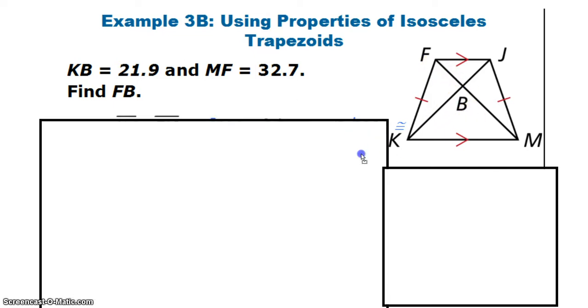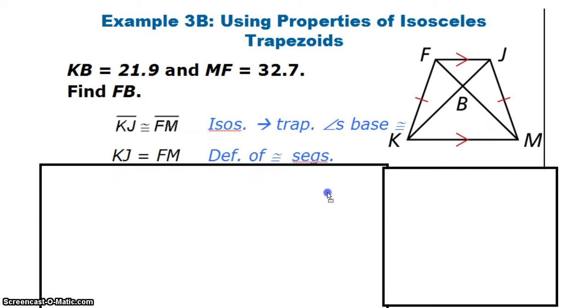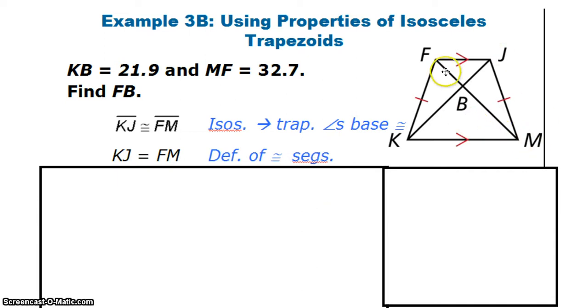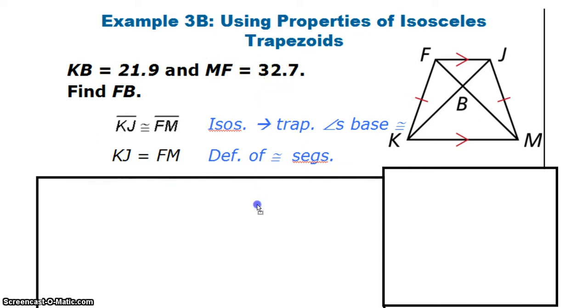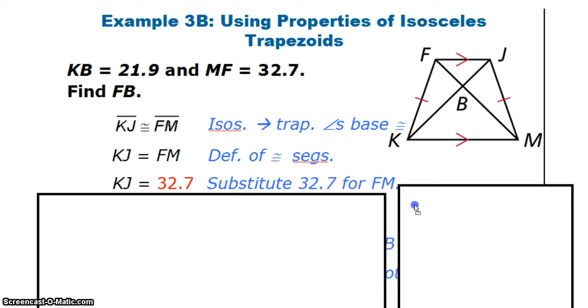Okay, and we know that KJ, that diagonal, is congruent to FM because these are diagonals of an isosceles trapezoid. Which means that they are congruent. Not their angles, but their actual diagonals are congruent. Therefore, KJ equals the measurement of FM. Keep in mind we know the measurement of FM. It is 32.7, right? And so we can substitute that value for FM.